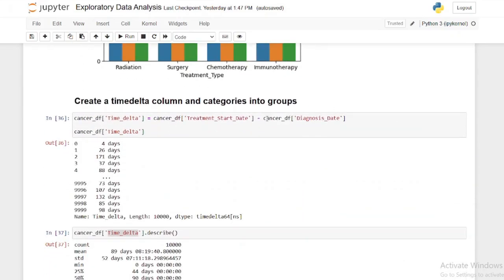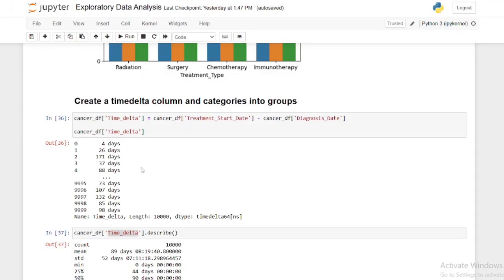So we'll be subtracting our diagnosis date, which is the date that the patient was diagnosed of having cancer, from the date the patient started treatment. So we want to see this time difference. So with that, we were able to create another column, and we call that our time data column. So you can see we have 4 days, 26 days, 171 days for the different patients. Now what I want to do next is to create a categorical column with these values, and we're going to be creating labels for these categorical columns.